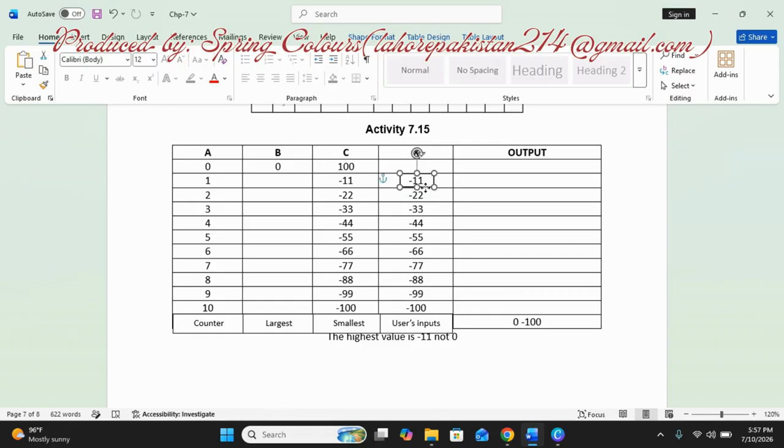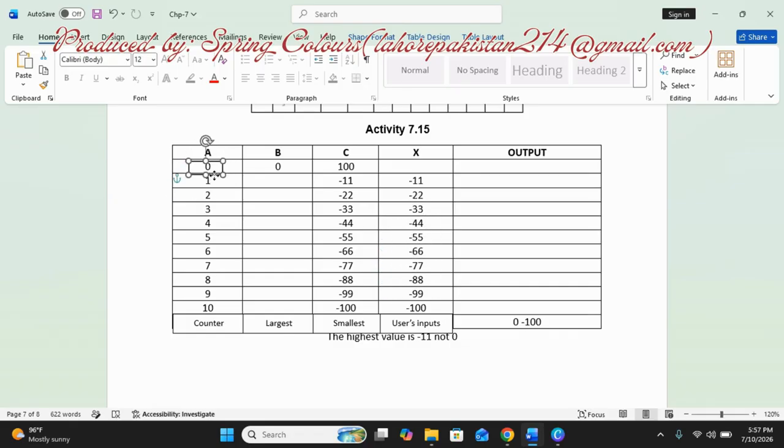As you know, when using negative numbering, the larger number is smaller than the smaller number. It means that minus 22 will be smaller than minus 11. Minus 33 will be even smaller. Minus 44 will be smaller still.